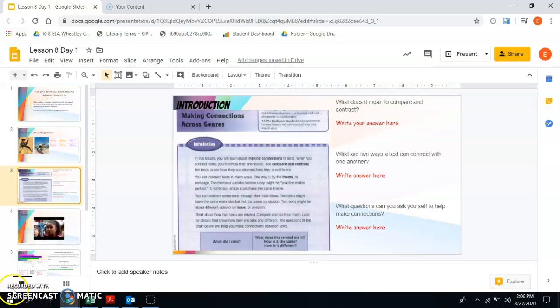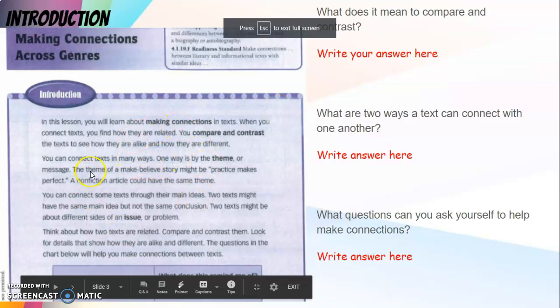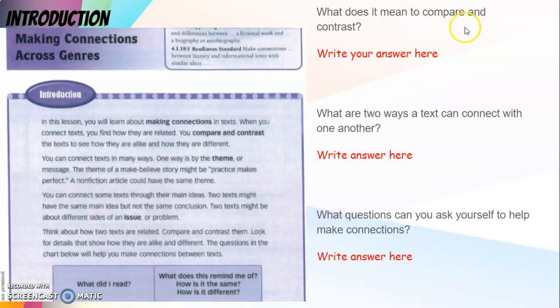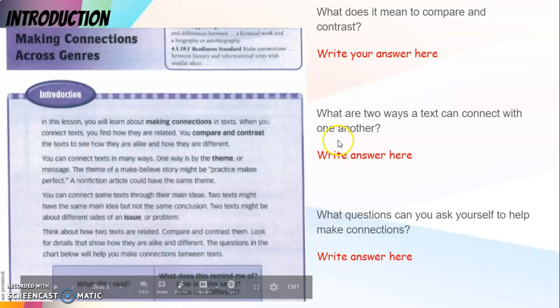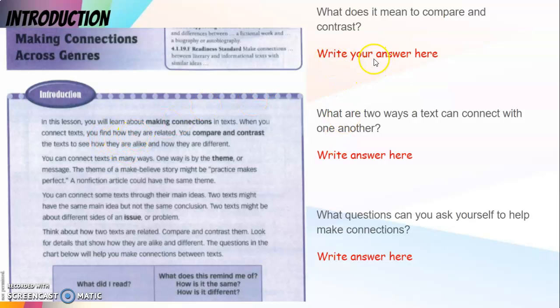Next, you're going to do your introduction. And remember, if you can't read this text, you can always push present so the text can be bigger. Then you have questions. It says, what does it mean to compare and contrast? Your answers will be coming from the text. So you should have whatever it says here in the text written down here.